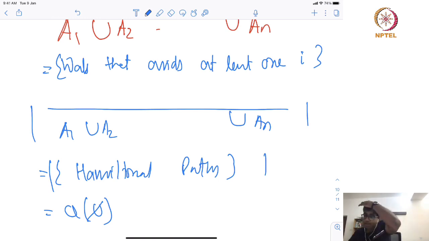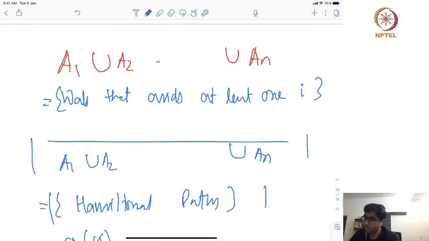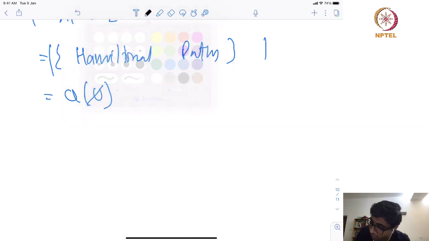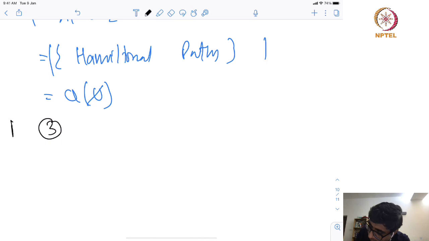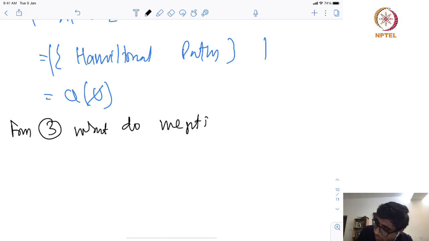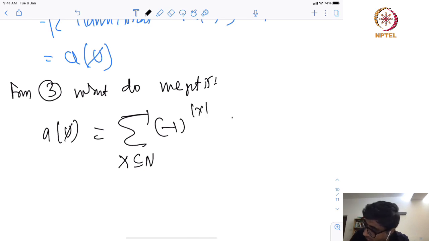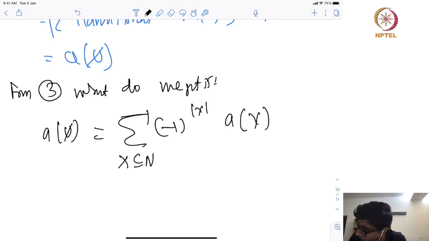So if I take the cardinality of this, it is exactly what A of phi is. Okay. Now that we have set up everything, let us apply the third formula that we derived. From 3, what will we get? We get the following, that A of phi is the sum over X subset of [n] of (-1) to the power |X| times A of X. That is it, right.